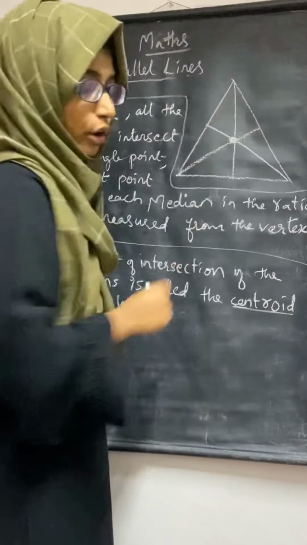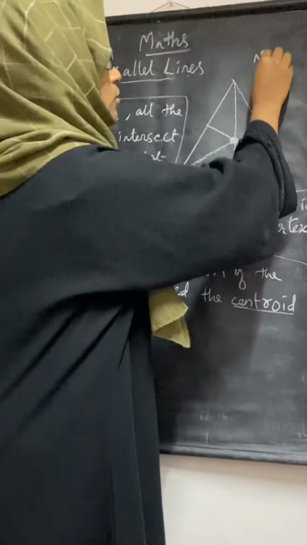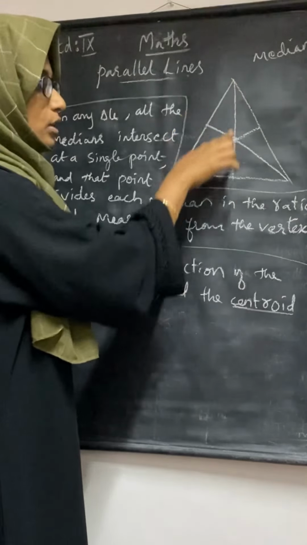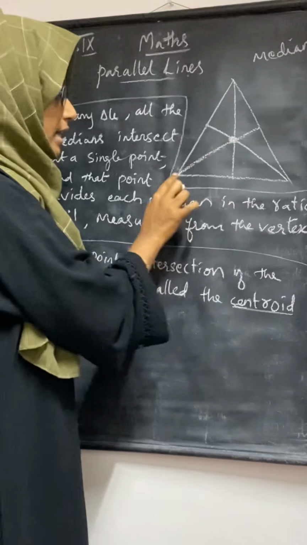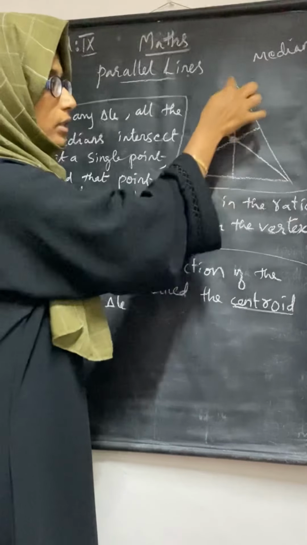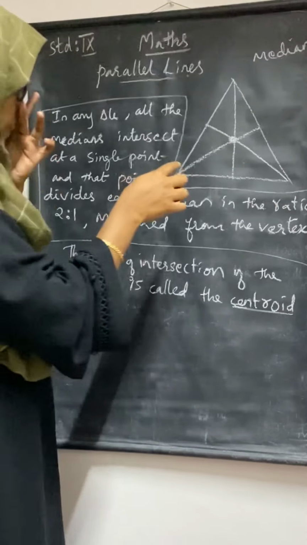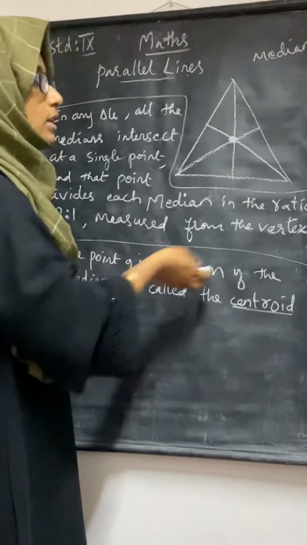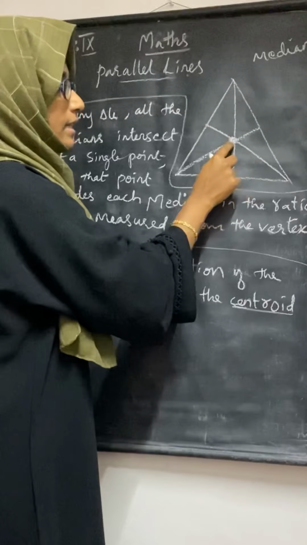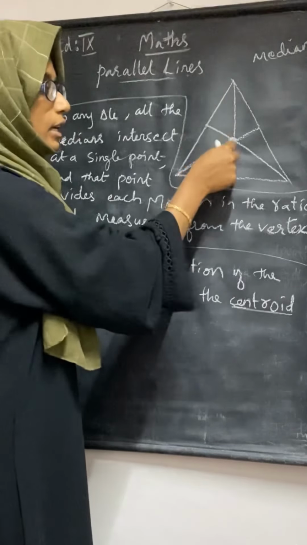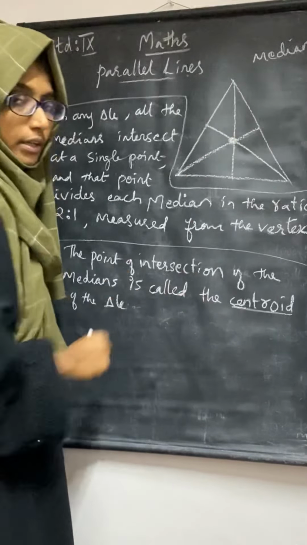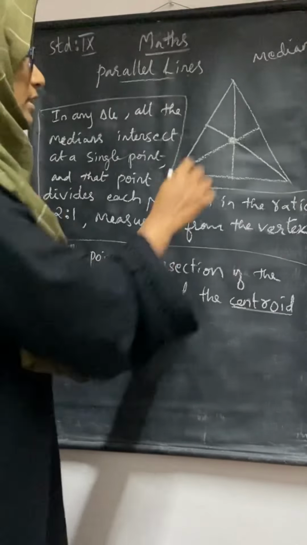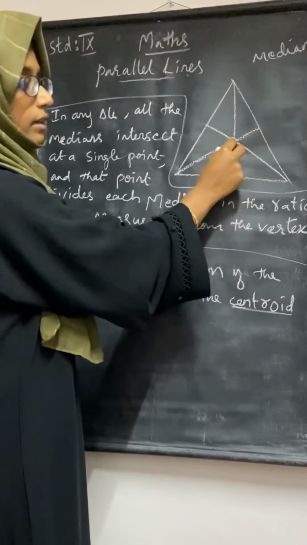These lines are called medians. From one vertex to the opposite side you draw one line, and in the same way from here I draw another line to the opposite side. So you get three lines, and those three lines are called medians. These medians intersect at a single point. That point is called the centroid. The point of intersection of the medians is called the centroid of the triangle. So the center of this triangle will be this point.